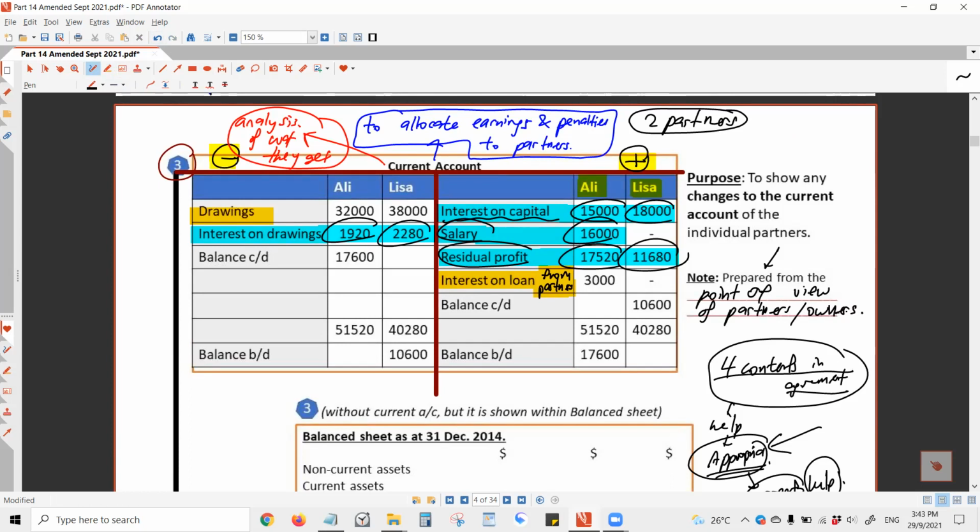Okay, you see, it actually makes sense. Later you know why it makes sense. So if you think from point of view of the Ali and Lisa, if you see something that is good to them, you plus. That means money getting into their pocket, you plus. On the other hand, if you see something that is bad to the partner, you minus, because money getting out of their pocket. Okay, so let me repeat. You prepare current account from point of view of partners. If something gets into their pocket, you plus. Something get out of their pocket, you minus.